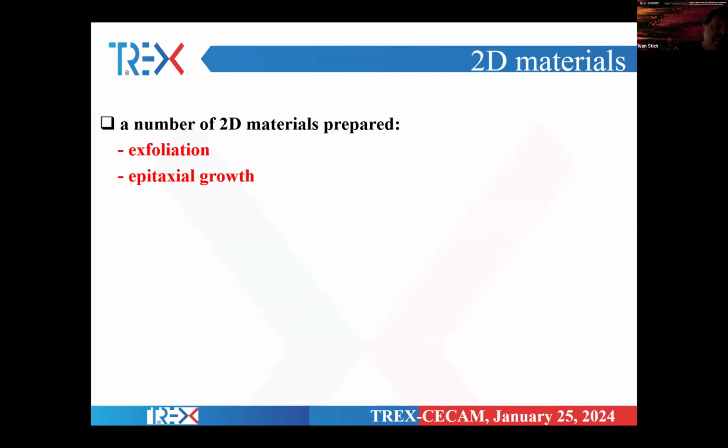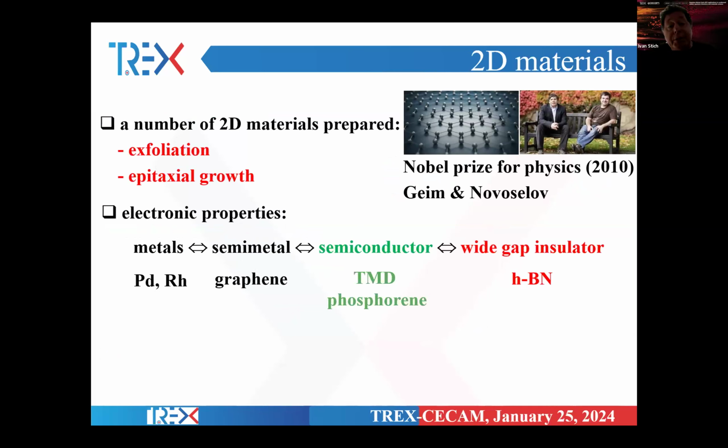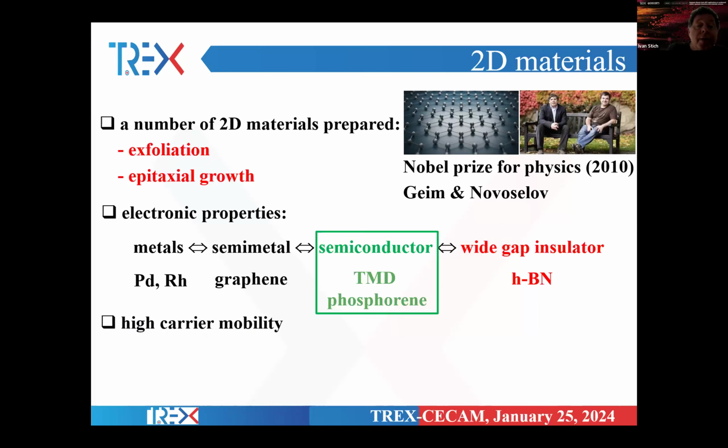Okay, so 2D materials are perhaps the most studied systems currently, and they can be prepared simply by Scotch tape exfoliation. The Nobel Prize was awarded for graphene some 13, 14 years ago. The electronic properties span the whole range from metals all the way to wide-gap insulators, but perhaps the most important ones are the semiconducting systems. The representatives I will be talking about here are transition metal dichalcogenides and phosphorene.